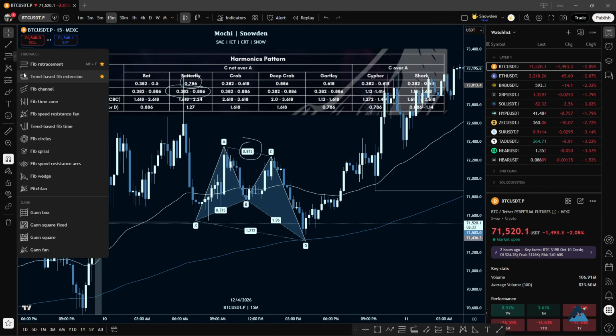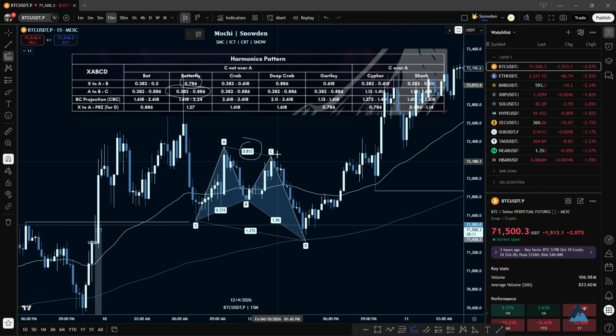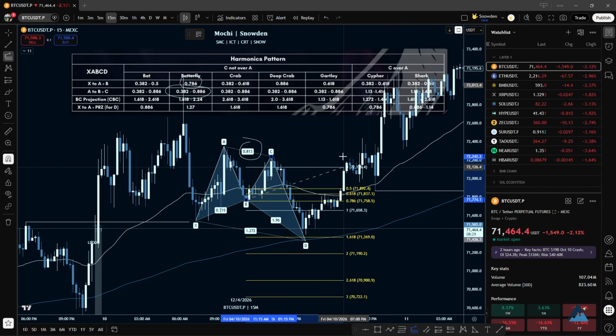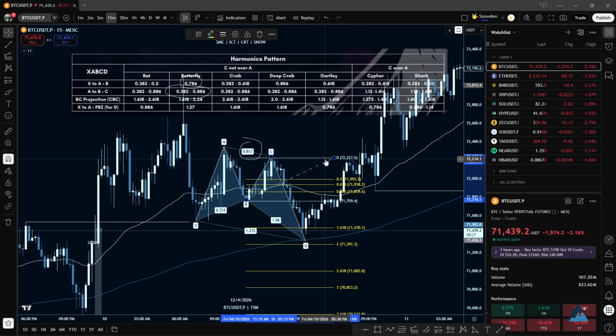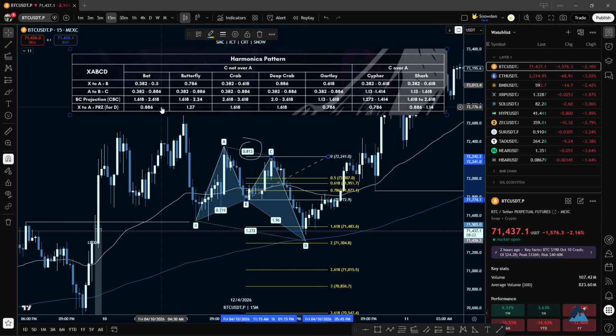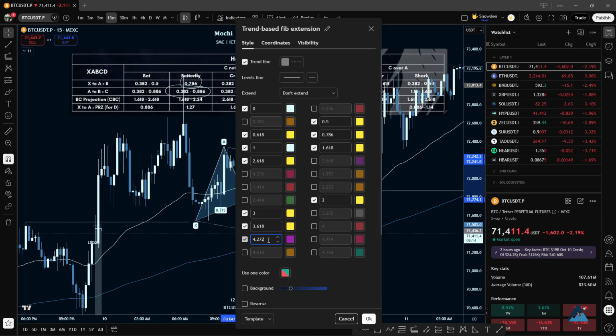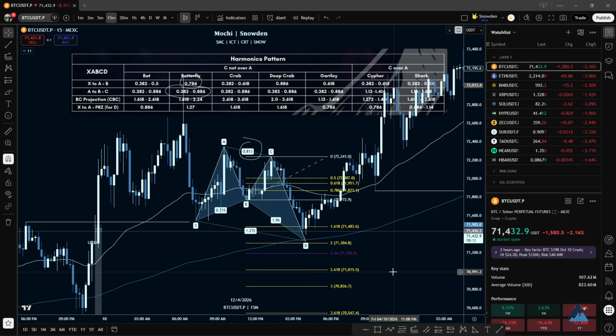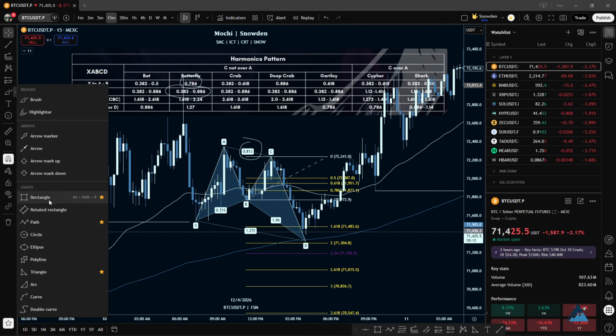So, we click on the trend-based fib extension. We click on the C, on the B, and then the C. Ayun, dapat sakto yan sa siya, itong 0 na to. Oh, what's our BC projection? Tingnan nyo. 1.618 to 2.24. Lagay pa ako ng 2.24. Wala akong 2.24. Do you guys see this? Itong box na to.